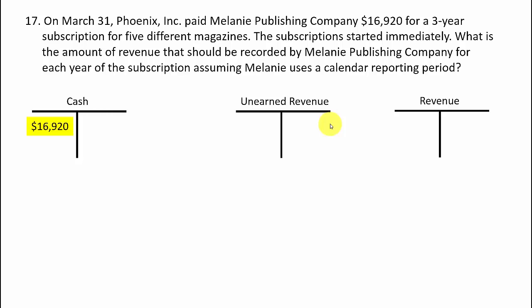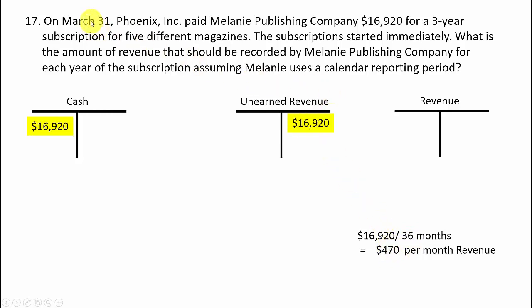We're going to first of all take in the cash of $16,920, and we got this money on March 31st. And as soon as we took it in, none of it had been earned. It's not earned until we start giving the magazines to this customer. So we'll debit cash for $16,920. We will credit unearned revenue, which is a liability account, for $16,920. And now, this is for 3 years. So 3 years would be $16,920 divided by 36 months. Or every month we're going to earn $470 worth of this revenue.